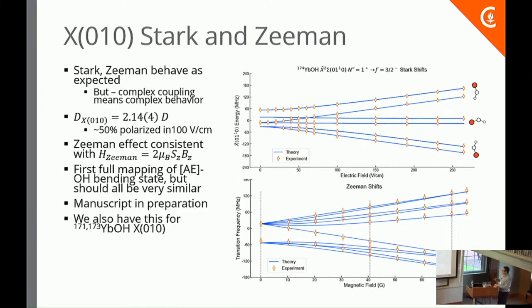So we're writing this up. We also did this for the odd isotopologues, including the one we're interested in for the MQM. All these bending modes should look more or less exactly like this.